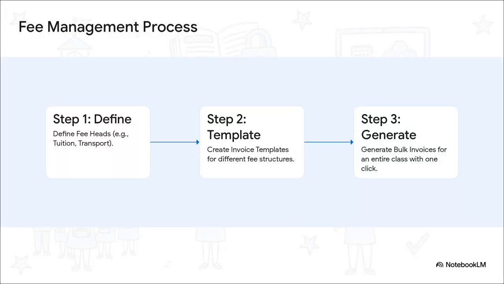Well, it boils down to a really simple three-step process. First, the school defines all the different types of charges, which are called fee heads, things like tuition fee or transport fee. Second, they create invoice templates for different payment plans. And finally, and this is the magic part, they can generate invoices for an entire class, or even the whole school, with one single click. Something that used to take days now literally takes seconds.